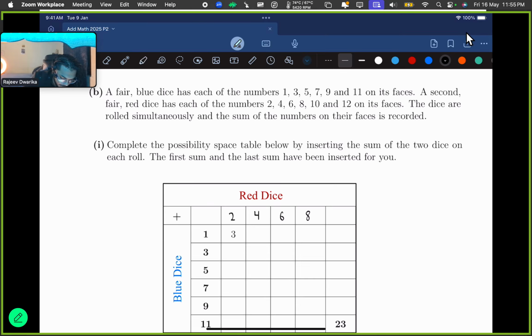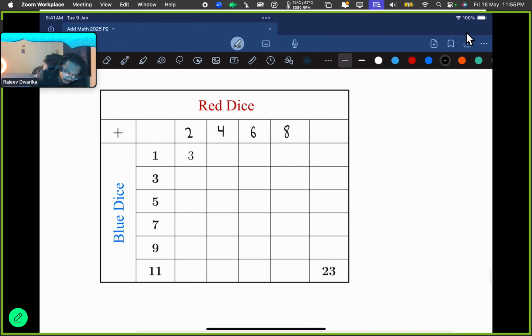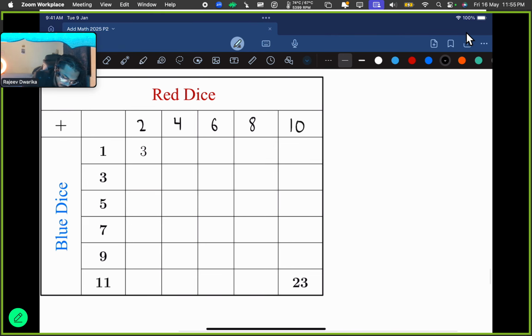A second fair die. So wait, I got 2, 4, 6, 8, 10, 12. And then it is 1, 3, 5, 7, 9, 11. Alright.